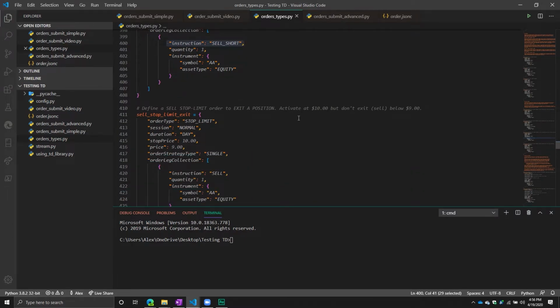Finally, and I'm sure this one's wrong too, we have a sell stop limit order to exit a position. So in this situation, we will activate at 10, but don't exit or sell below 9. In this situation, I think it was right. Shocking.